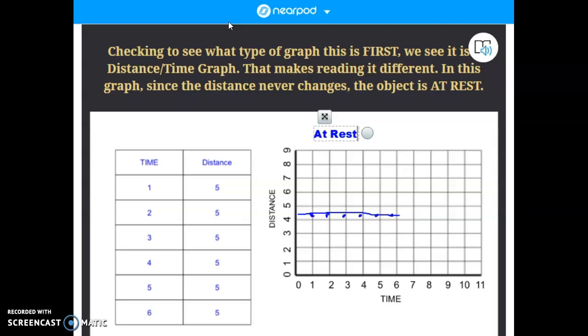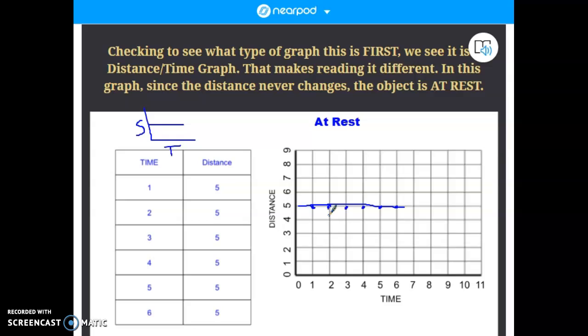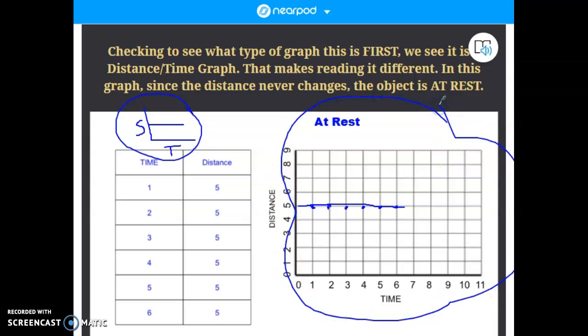Now, do you understand how someone can take this graph, where it's speed and time, and get it confused with this graph that looks exactly the same? This one means constant speed. This one means at rest. Is that an easy misconception for kids to make? Yes.